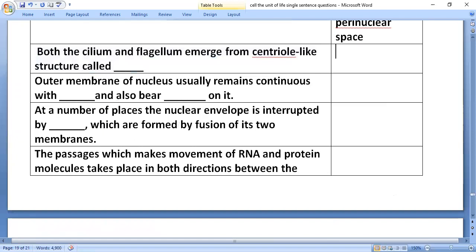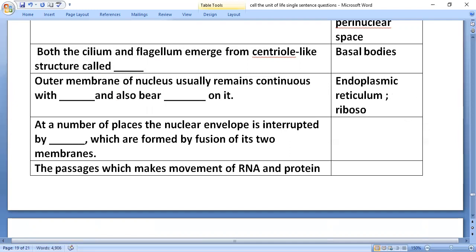Both the cilium and flagellum emerge from centriole-like structures called basal bodies. The outer membrane of the nucleus usually remains continuous with the endoplasmic reticulum, and also bears ribosomes on it.